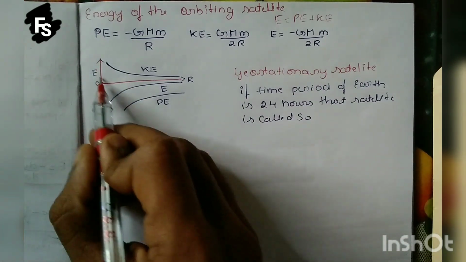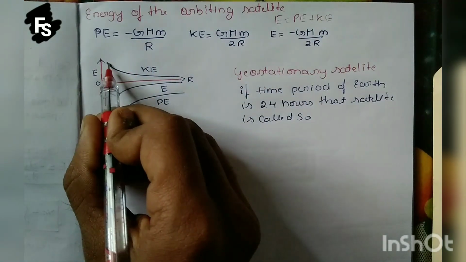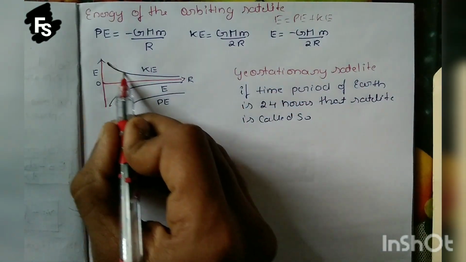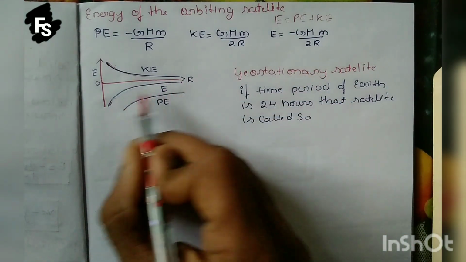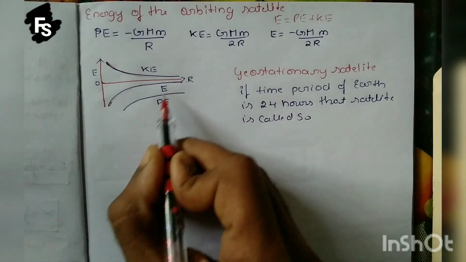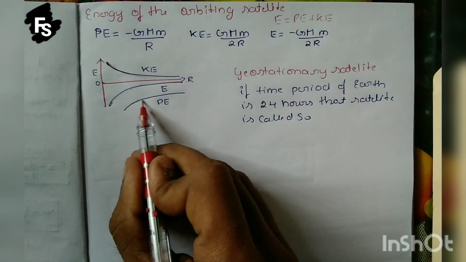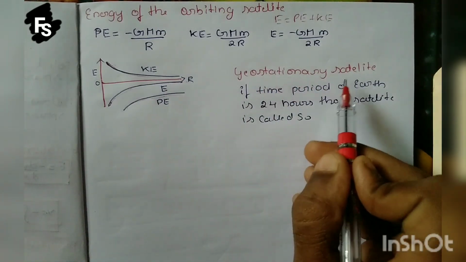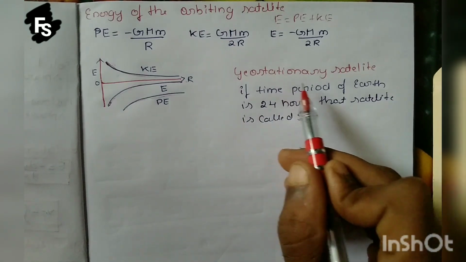See how the graph would look. This is r. Kinetic energy is positive, so it is on the positive axis, given by GMm by 2r, inversely proportional to r, so a graph like this. Total energy is negative, so it is on the negative axis. Potential energy is also negative, but it is inversely proportional to r, so it lies lower like this. This graph is very important, so remember it.